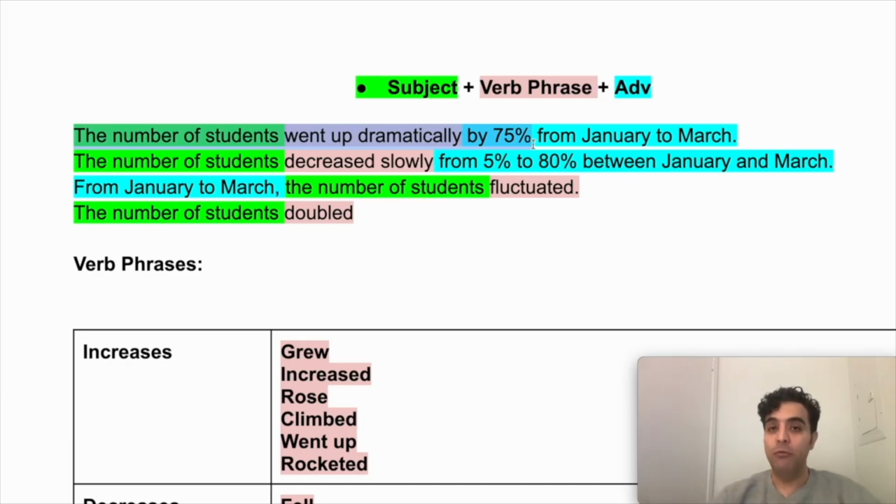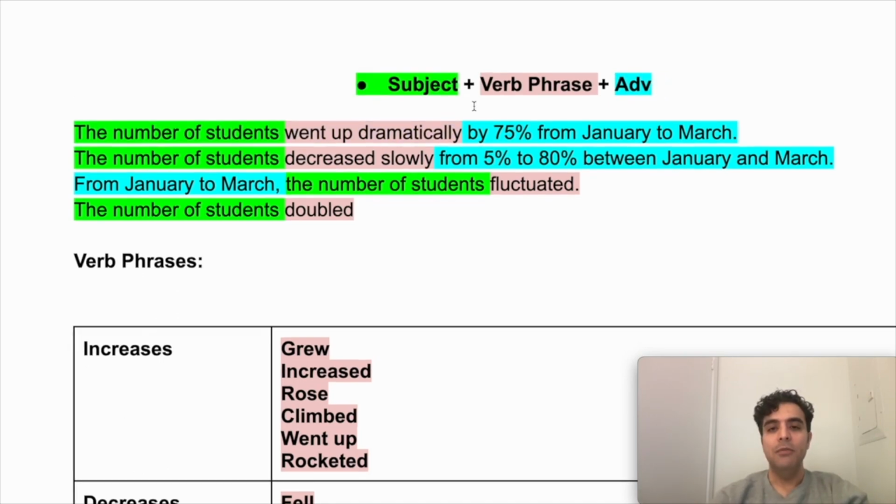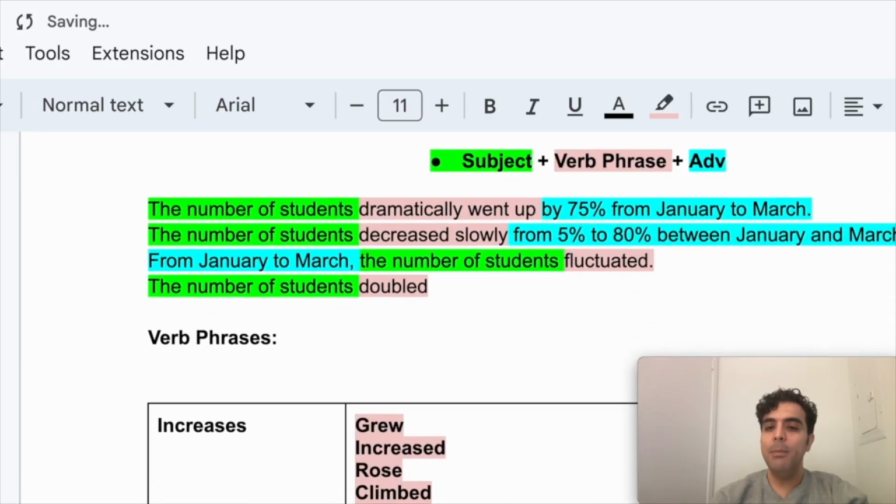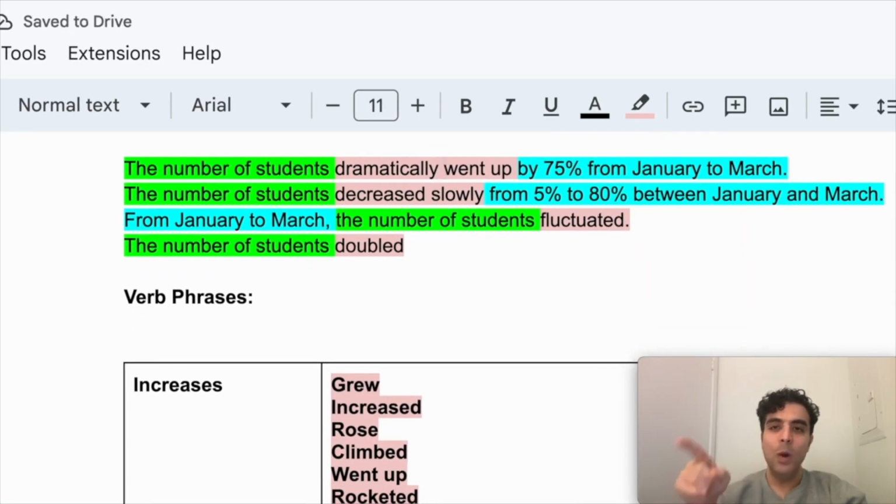Adverbs can move, right? Especially adverbs of time can be placed either at the end or at the very beginning of your sentence. Another thing about adverbs is even in your verb phrase, you can switch your adverb position. So for example, here I can say the number of students went up dramatically by 75%, or I could say the number of students dramatically went up by 75%. So you can see it's went up dramatically, dramatically went up. They are both correct. So both structures can be used.